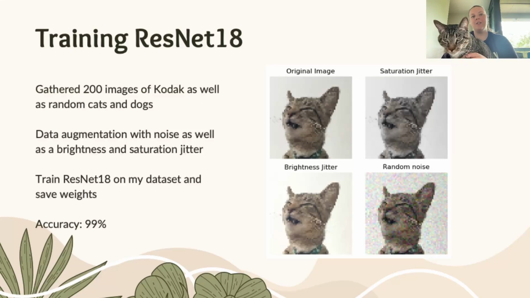And then with those images, I went through a data augmentation process in which I introduced random noise as well as a saturation and brightness jitter to each example. And the reason you do this is to increase the robustness of the model and make sure that it doesn't break, because AI is notoriously affected by random jitters and things.